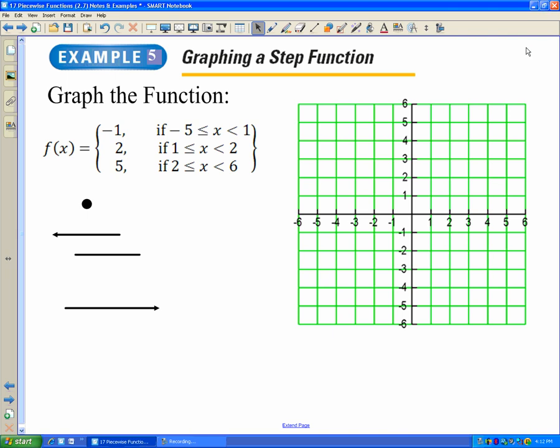So my x's are from -5 to 1, and then from 1 to 2, and then from 2 to 6. Okay. Between -5 and 1, I want my y to be -1. I want it to be closed at -5, and I want it to be open at 1.